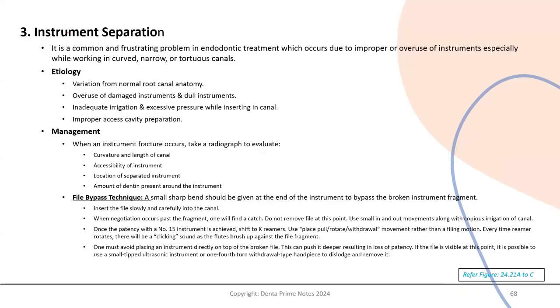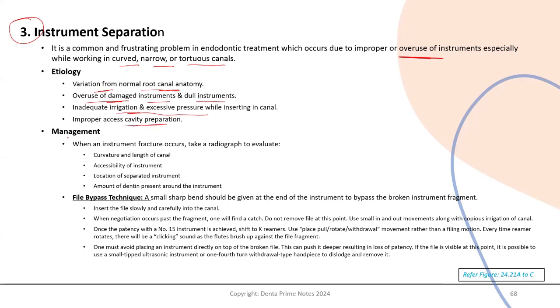Next comes instrument separation, one of the very common, very important, frustrating problems in endodontic treatments, which occurs due to improper use or overuse of instruments while working in curved, narrow, tortuous canals. Why does this happen? Sometimes there is variation from the normal root canal anatomy, or overuse of damaged instruments or dull instruments, no proper irrigation methods, excessive pressure while inserting in the canal, or improper access cavity preparation.